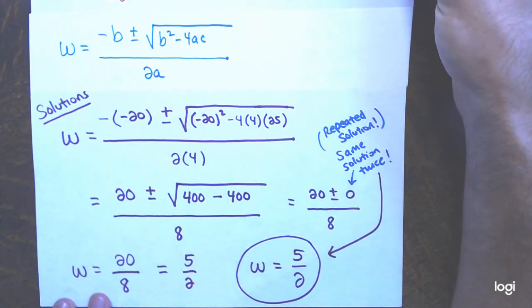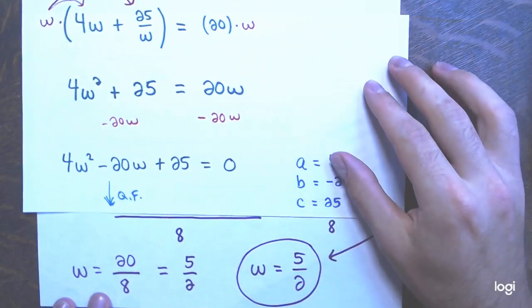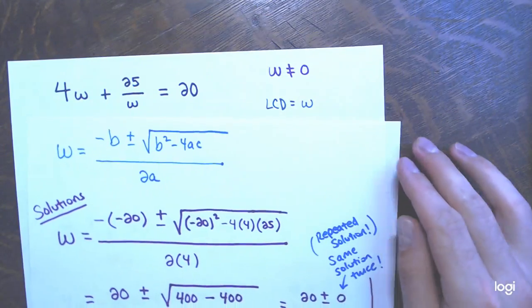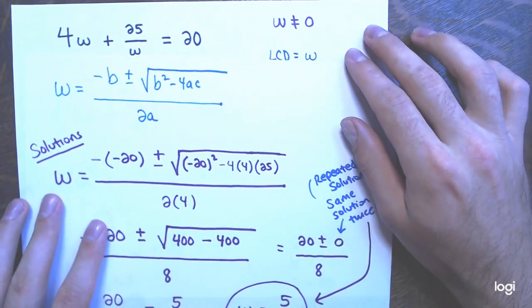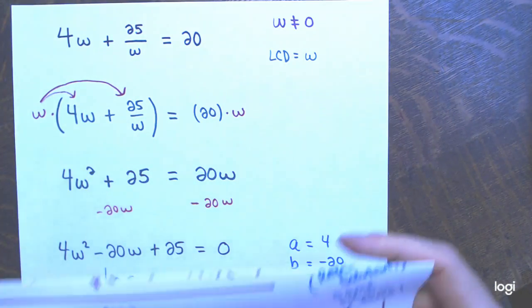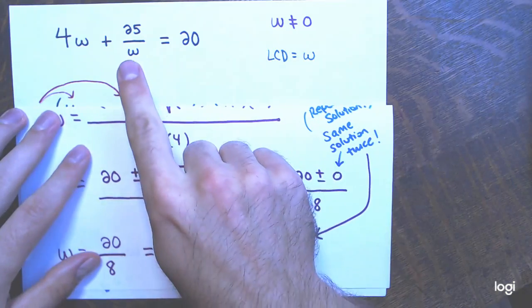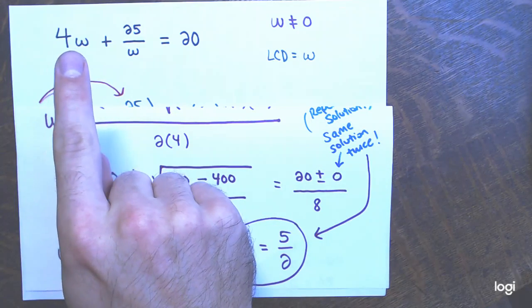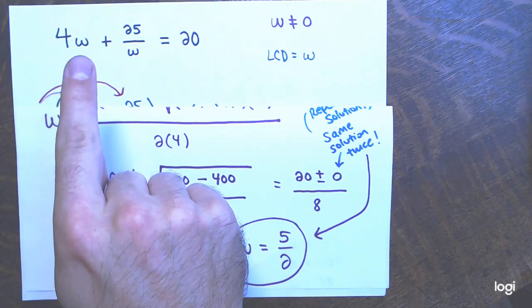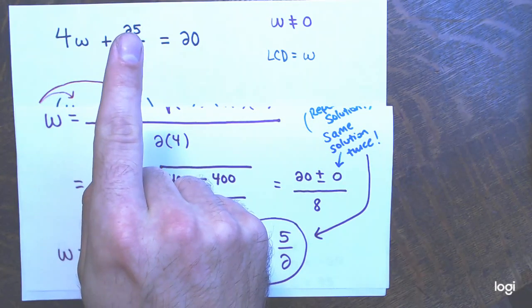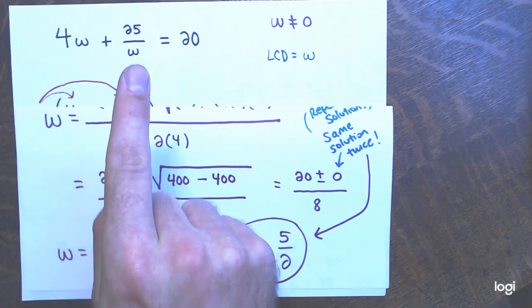Let me go back again to the original equation. So the original equation was this. W plus 4w plus 25 over w equals 20. And I'm saying w is 5 halves. Plug it in. 4 times 5 over 2 would be 20 over 2, which would be 10. So you get 10 for the first term, and then 25 divided by 5 halves.